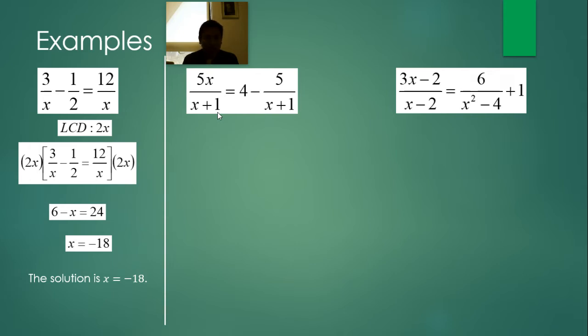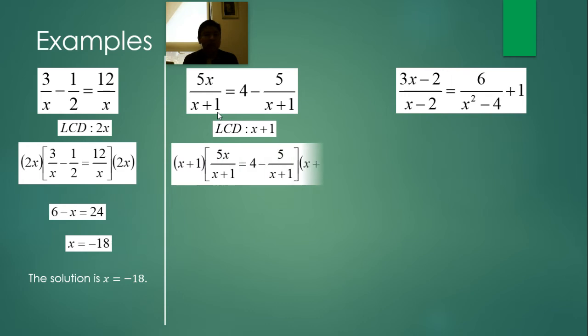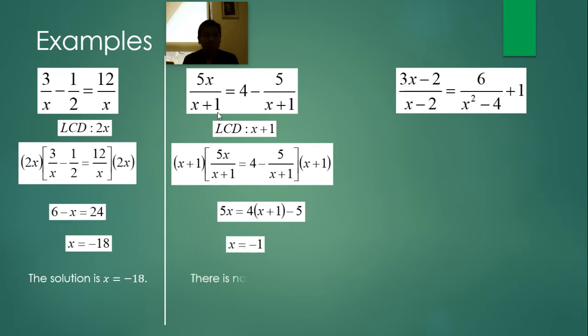Next. Here, we only have x plus 1 as the denominator, so that is the LCD. Same idea, we multiply x plus 1 to every part of the equation. So we end up with this, 5x equals 4 times x plus 1 minus 5. Then this brings us to x equals negative 1. Now, this one, we cannot consider a solution. I'll ask why later.